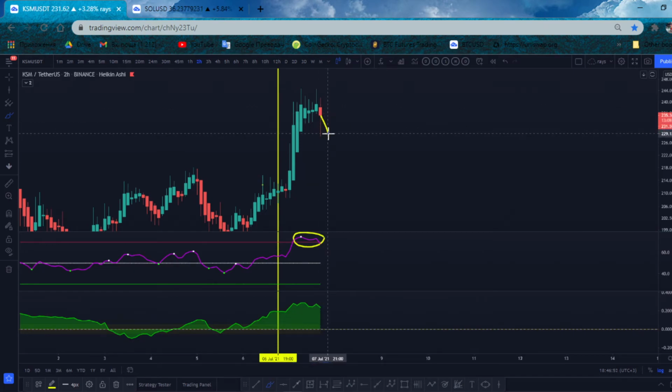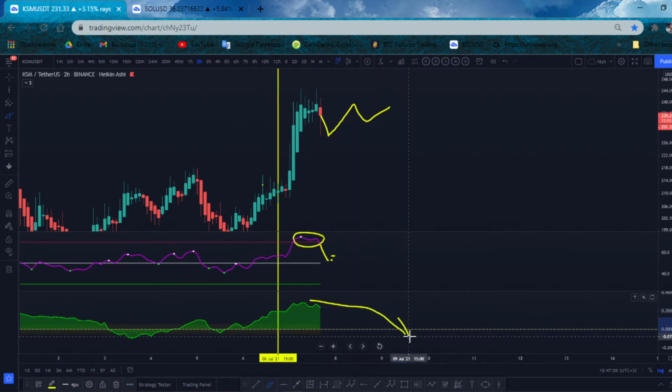Maybe we'll see a correction like this, and if the RSI finds support again on the middle line or close to the middle line, we can see another move like this. And if the money starts to go out of the market here, even though it is going out, the price may consolidate for a bit like this.